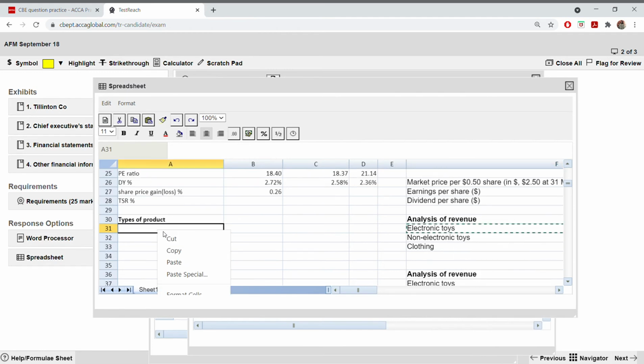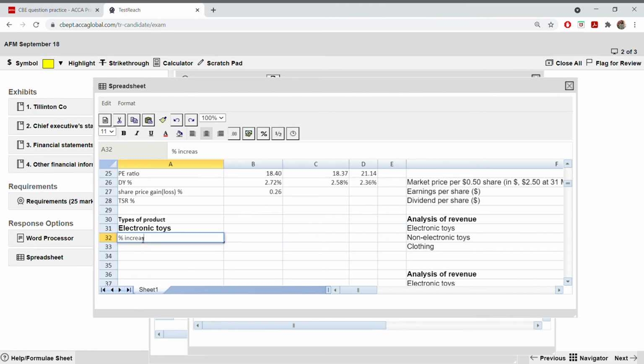Electronic toys. Okay, for electronic toys, what you are doing? Let me bold it. For electronic toys, you are doing percentage increase in revenue, because you want to see in terms of revenue. When you take the performance, it's not just the whole revenue which you want to see. Individually, based on the product type, you want to see what the revenue is. Then the next one is gross profit percentage or gross profit margin. The next one is percentage increase in gross profit. So these three ratios you are doing under each.